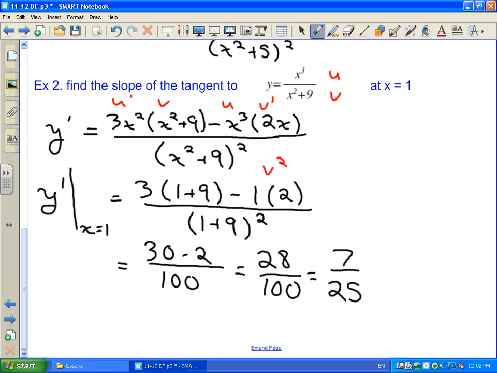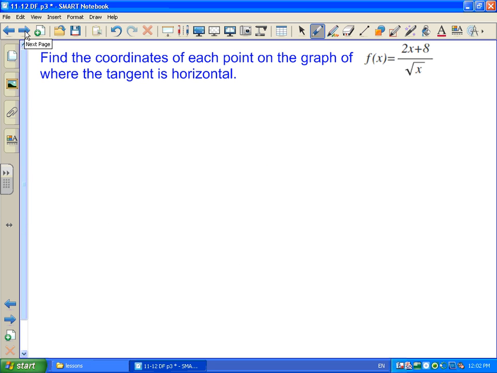Okay. So it's usually easier if you sub in that x value towards the beginning, because it's easier to simplify using the numbers rather than simplifying using the variables. So let's do one last application type question here. Find the coordinates of each point on the graph of f at x equals 2x plus 8 divided by root x, where the tangent is horizontal.